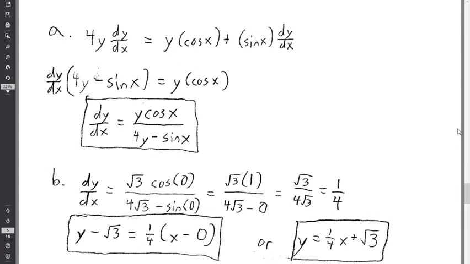So there's y minus your y coordinate equals my slope, which I got from plugging into the derivative, times x minus your x coordinate.